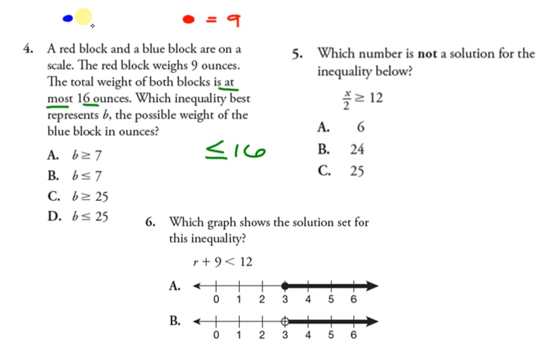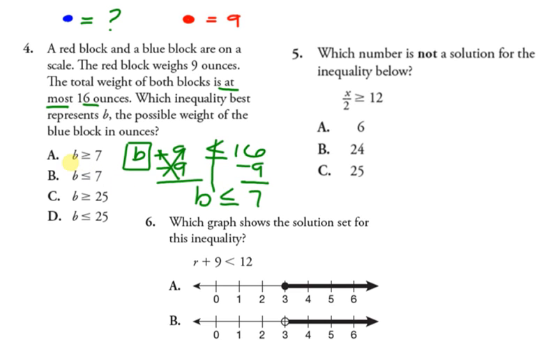Now, what's our other information? Well, we don't know anything about the blue block, so that's going to be our B. But we do know that the red block is 9, so plus 9. So the blue block plus the red block is less than or equal to 16. Now we need to solve it. Box the variable, minus 9, minus 9. These cancel, and you're left with b is less than or equal to 7. And that's going to be this answer right here. Okay?